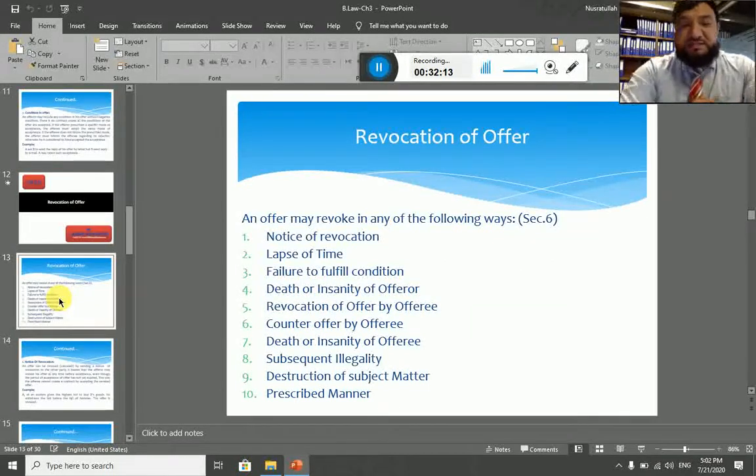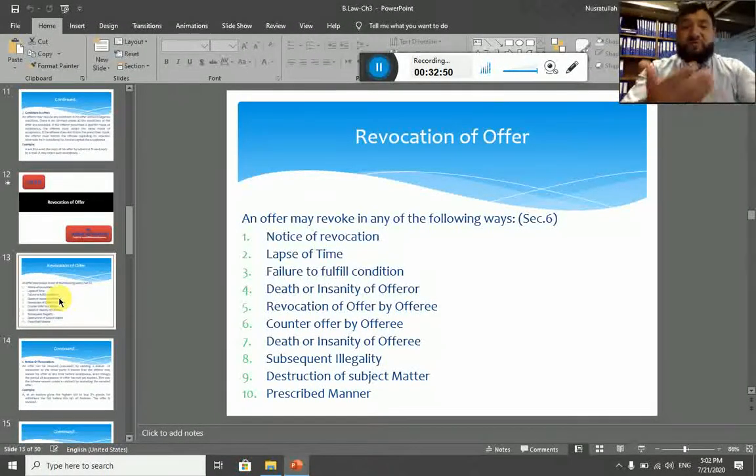Number 8, subsequent illegality. Subsequent means later. For example, you have made an offer. At the time of making the offer, dealing in that thing, in that subject, is legal, but after you have made an offer, the law changes and it becomes illegal. When things become illegal, the offer automatically revokes, right? Even if the person has accepted, even if there have been some actions, right?